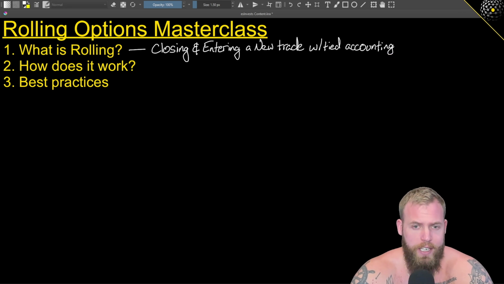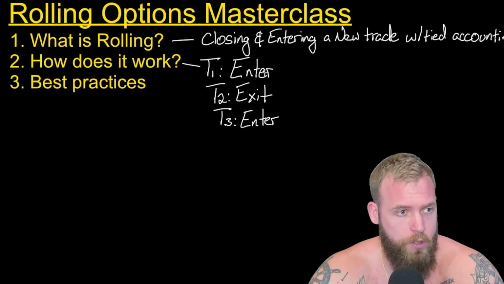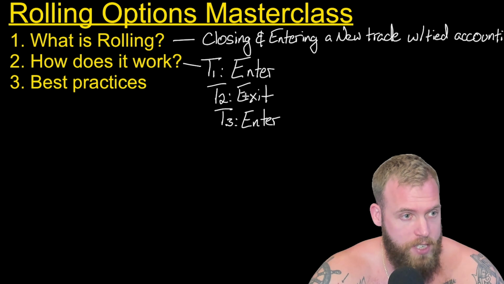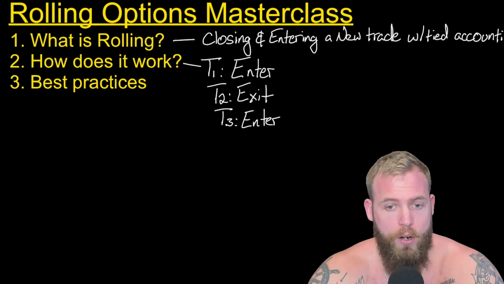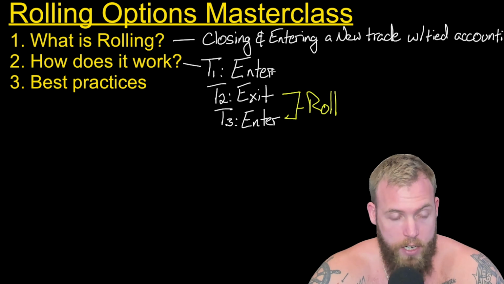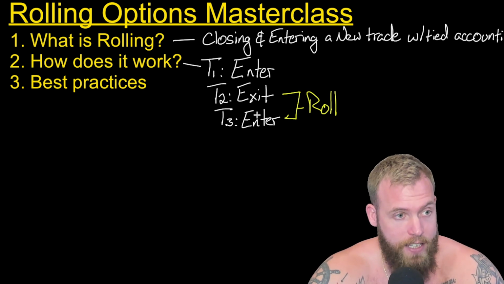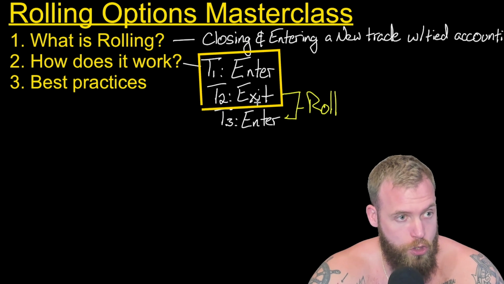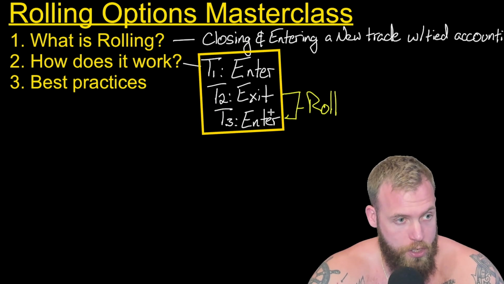So what does that look like in practice? Well, we have the first trade where we enter, then we exit, and then we enter again. So where's the roll in this instance? Right there. As we enter this first trade, it's working. Then we choose to exit it and then enter a new one and tie the accounting between this position and this new opened position together.